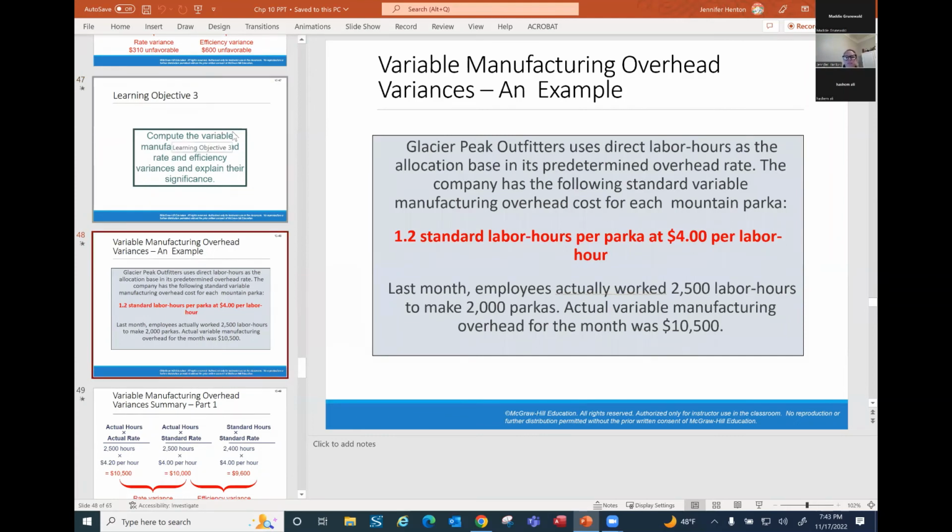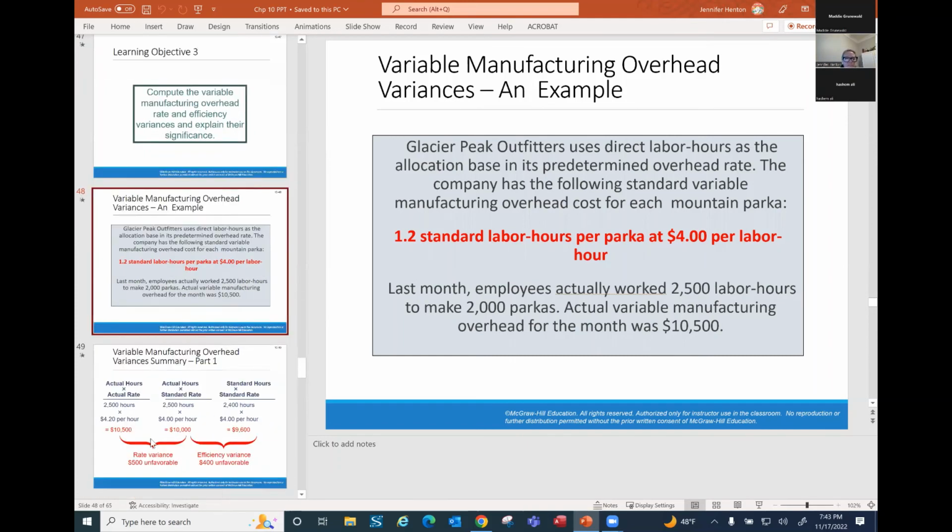All right, so Glacier Peak Outfitters uses direct labor hours as the allocation base in its predetermined overhead rates. The company has the following standard variable manufacturing overhead costs for each mountain parka: 1.2 standard labor hours per parka at $4 per labor hour. Last month, employees actually worked 2,500 labor hours to make 2,000 parkas. Actual variable manufacturing overhead for the month was 10,500.